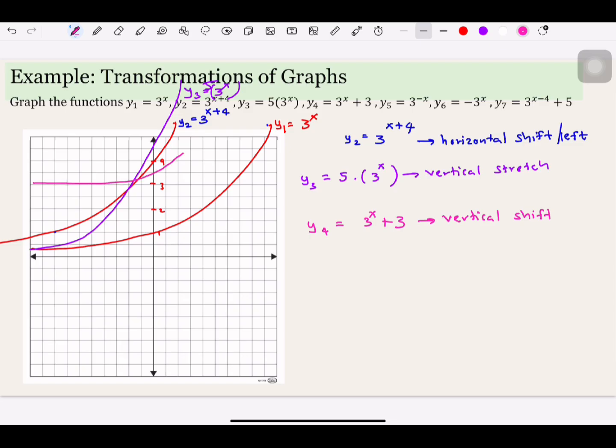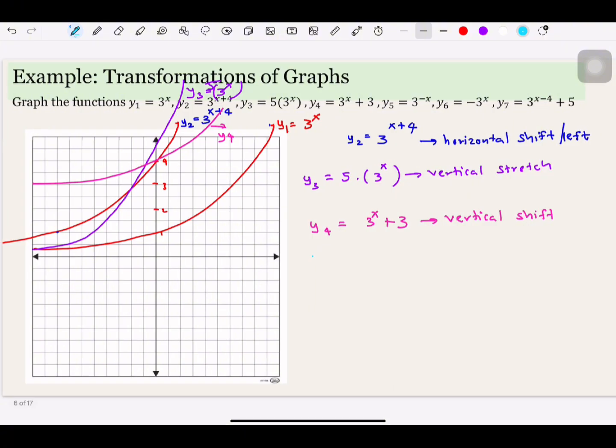Okay, this is not good. It will be something like this. So here I just took the same shape and I moved this 3 units upward. So here, if you consider this point, the y value is 1. So if you move that by 3 units up, it will relocate at 4. So this pink color graph represents y4. Okay, so next we have y5.